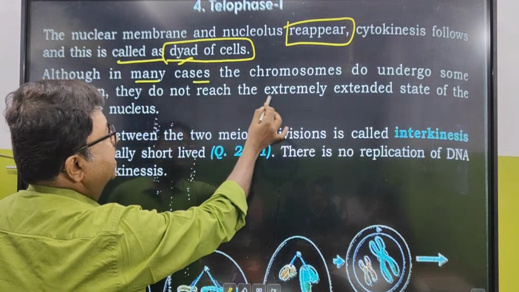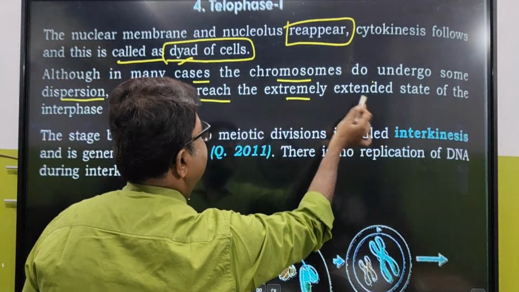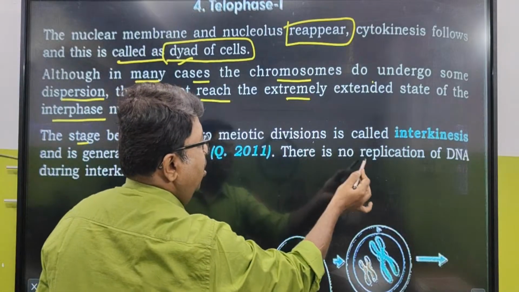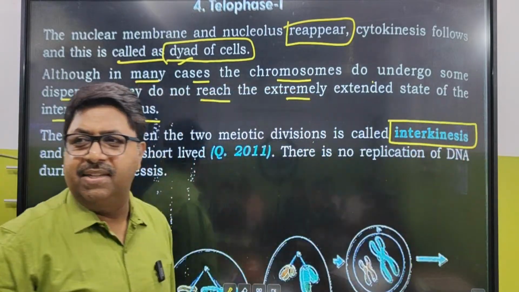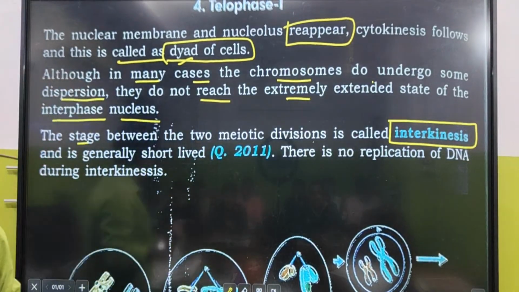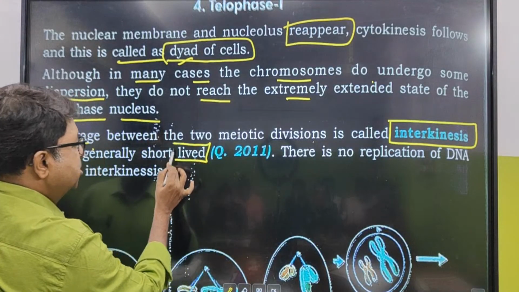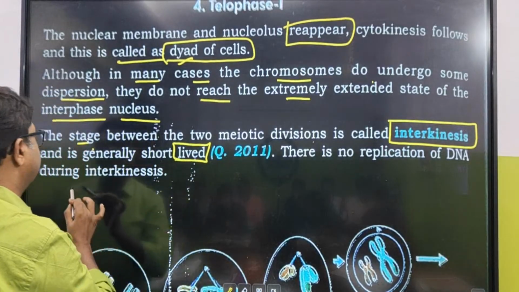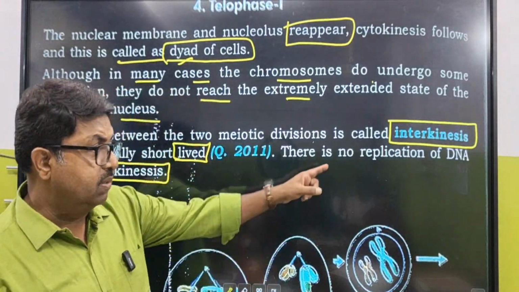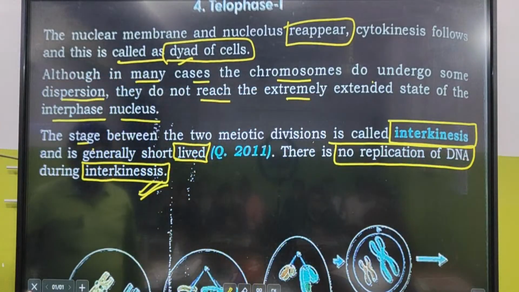Although in many cases the chromosomes do undergo some dispersion, they do not reach the extremely extended state of the interphase nucleus. The stage between the 2 meiotic divisions is called interkinesis. Between meiosis I and meiosis II, there is a gap, and that gap is called interkinesis. It's generally very short-lived. There is no replication of DNA during interkinesis. It's a very important one. Star point. Clear?